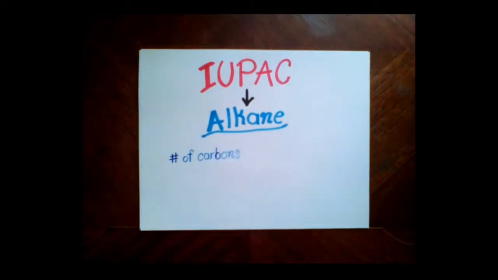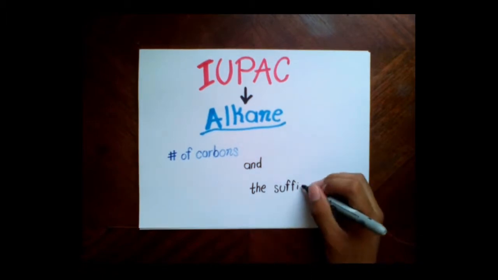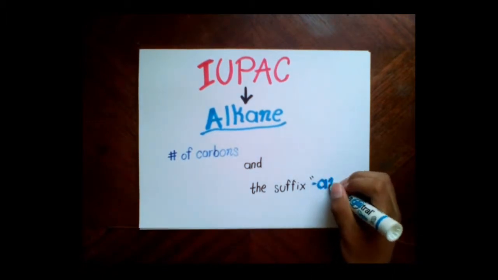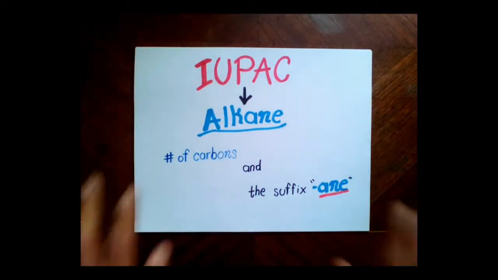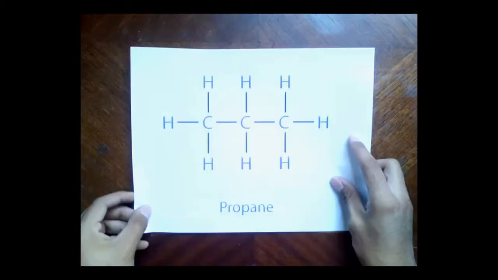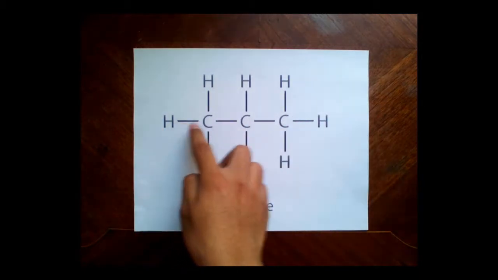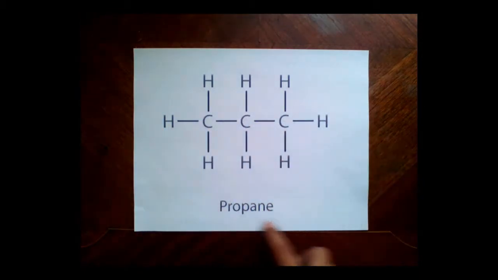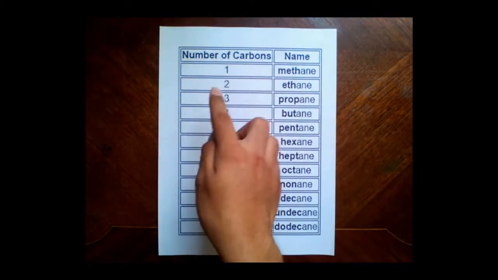Unbranched saturated hydrocarbon chains are named systematically with a Greek numerical prefix denoting the number of carbons and the suffix "ane". In order to name alkanes, you should follow these steps. First, identify the longest carbon chain. That chain is called the parent chain. According to the number of carbons that the parent chain has, is how you are going to name the hydrocarbon. The names are shown in this table.